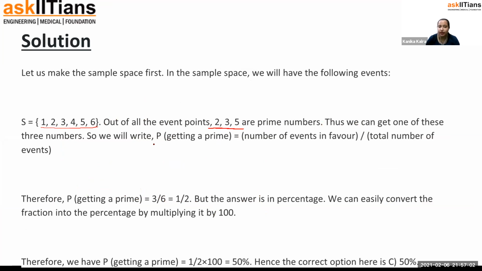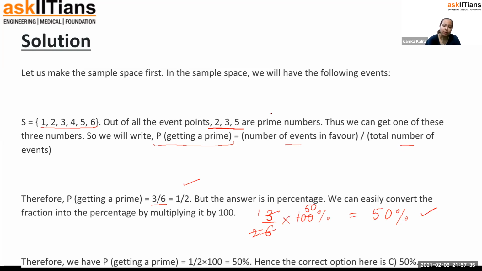So as we know, the probability of getting a prime number is given by favorable outcomes divided by total outcomes. So this would be 3 by 6, which is equal to 1 by 2. Since the options are in percentage, you can convert this into percentage as well by multiplying it with 100. So 3 and 6 get cancelled by 1 and 2, and 2 and 100 get cancelled by 50. So you get the result as 50%. This is how you need to solve the question.